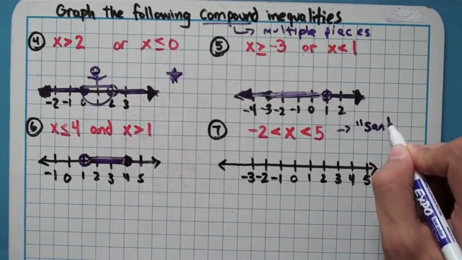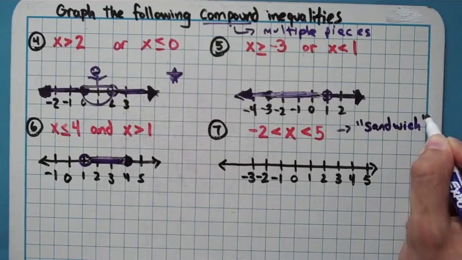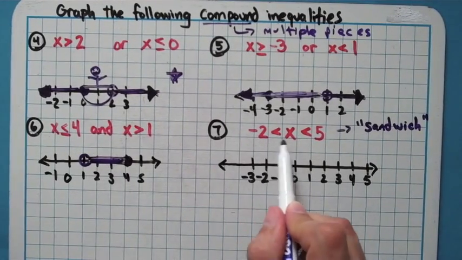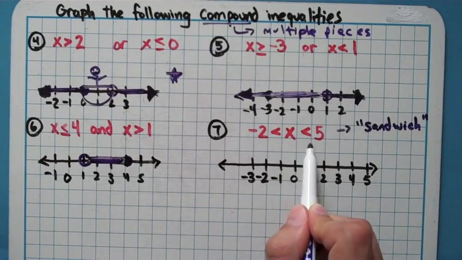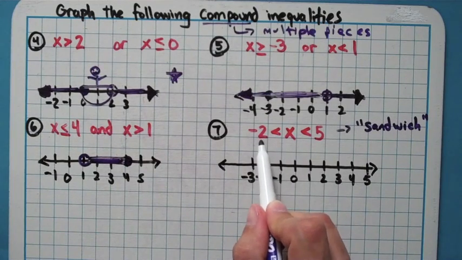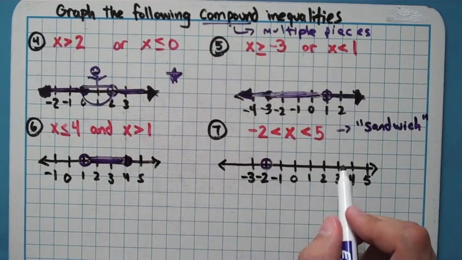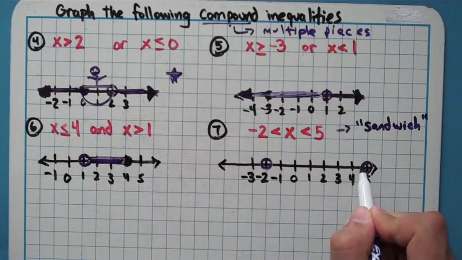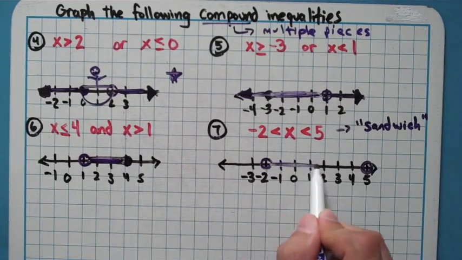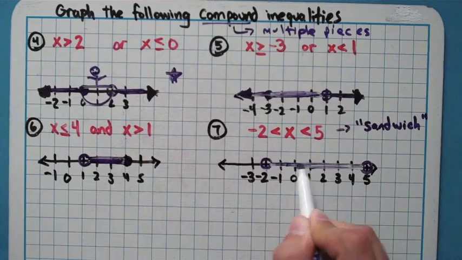It's not an official word. This is the same sort of problem as an AND inequality, but basically x is trapped in between -2 and 5. X has to be bigger than -2, but has to be smaller than 5. I'm going to do the same sort of thing. Open circle. They're both open circles on this one. And the only numbers that work are the ones shaded in between. So just this part right here is my solution.